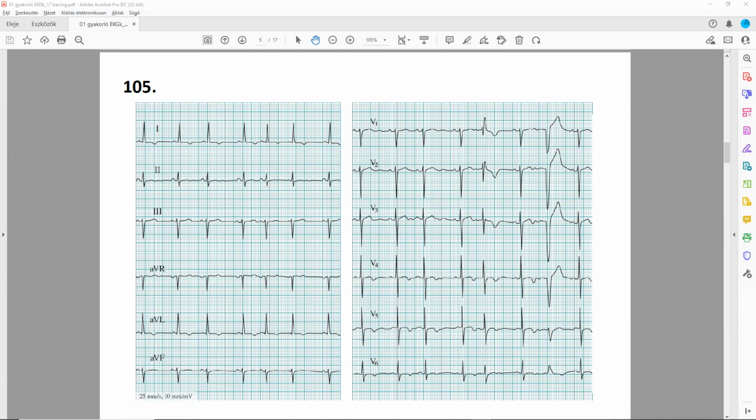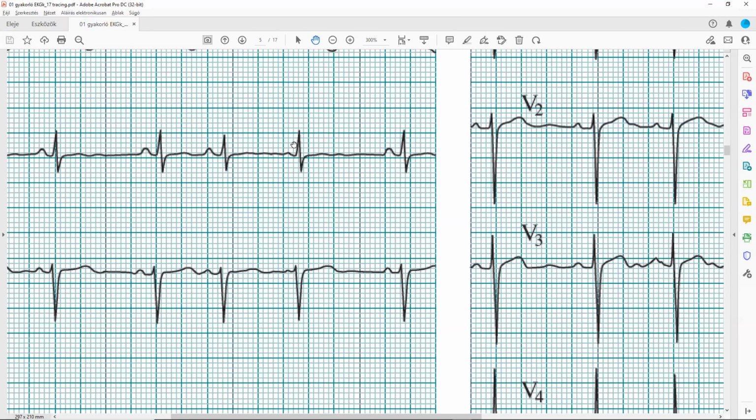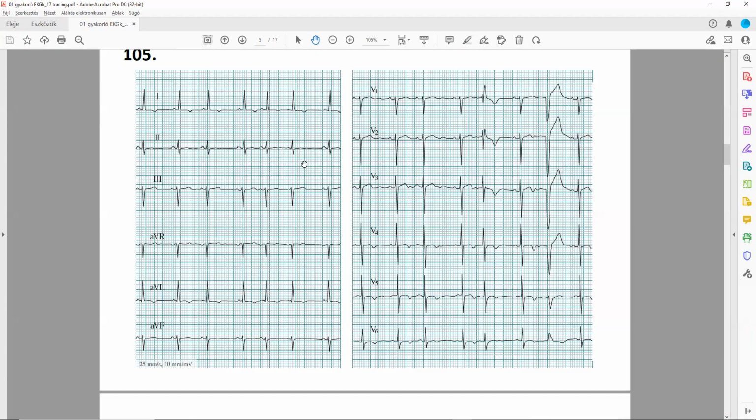Okay, that means minus 30. However, if you go back, lead 2 is a little bit positive. It's not exactly equiphasic, a little bit positive. So this is why we could say that this is not exactly minus 30, but a little bit less than minus 30. You can say maybe minus 20. So that's a left deviation.